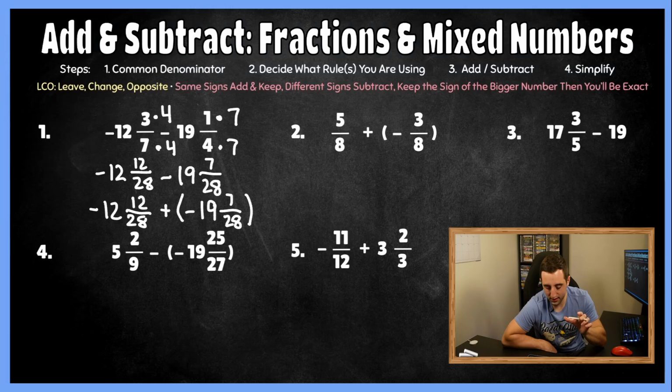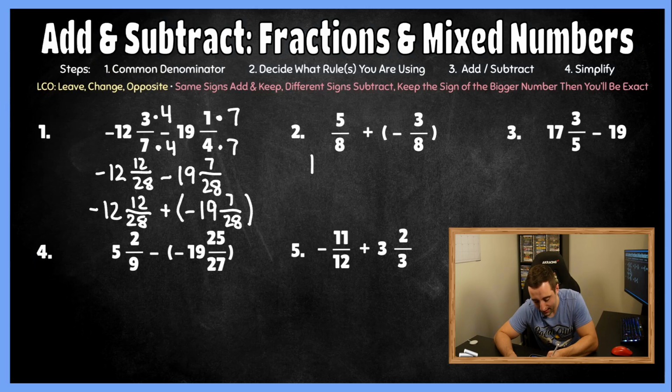So taking a look at our mixed numbers, they have the same sign. They're both negative. So we're going to use the first part of that rule, same signs add and keep. So let's go ahead and add them together. And I'm just going to use any space that I have available just because it's going to take a decent amount of work here. So we have 19 and 7/28 plus, notice how I'm lining up my numbers out front and the fractions right above one another.